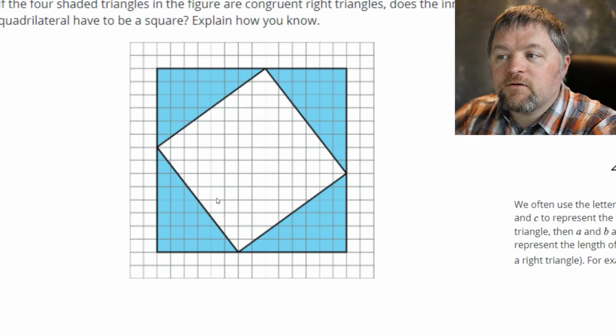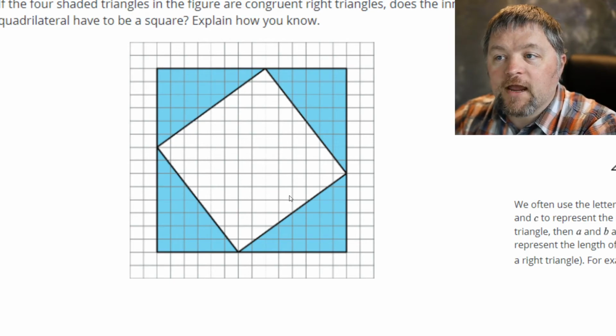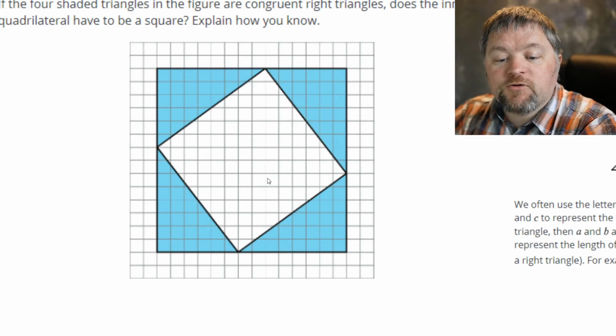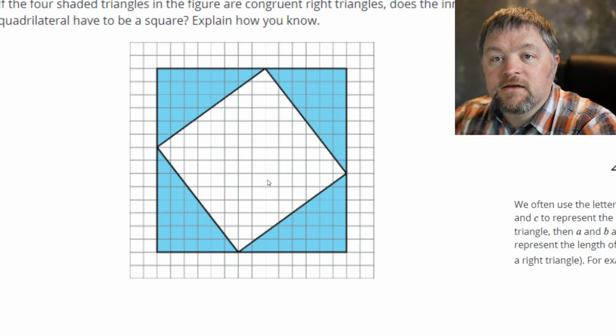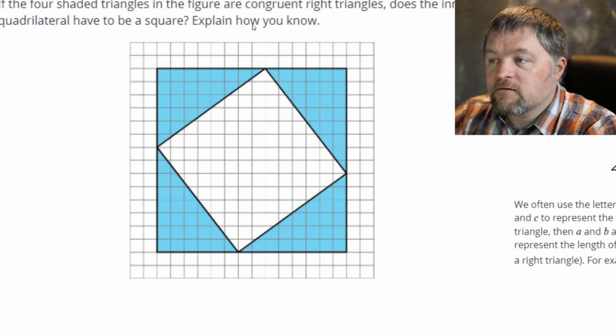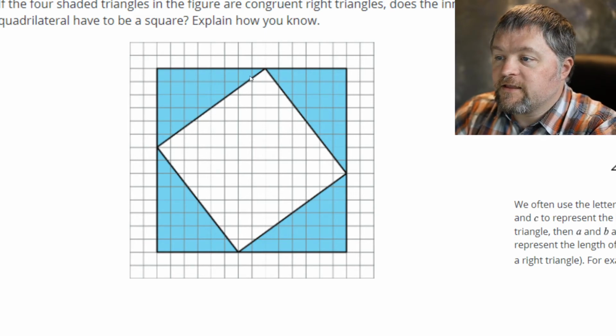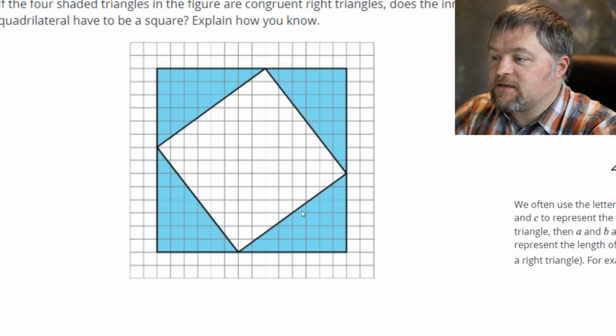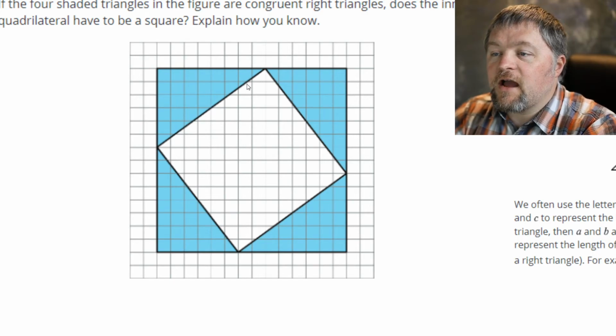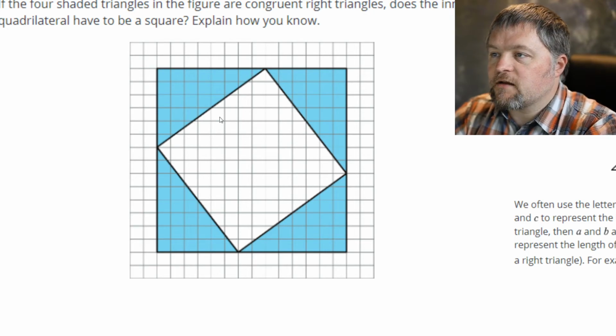So how can we tell if this inner figure has to be a square? Well, to be a square, there are two requirements. The side lengths all need to be congruent to each other. This side, this side, this side, and this side are the hypotenuse of each of these triangles.